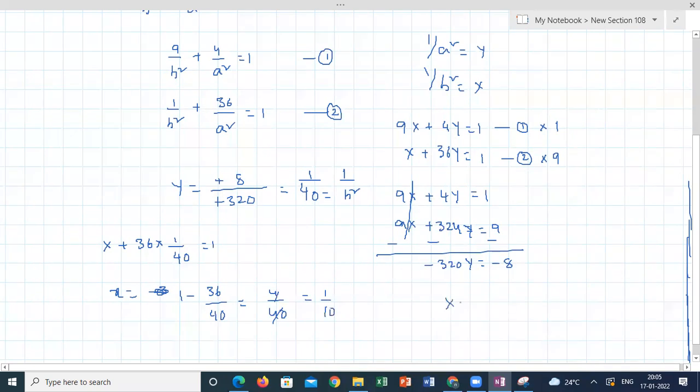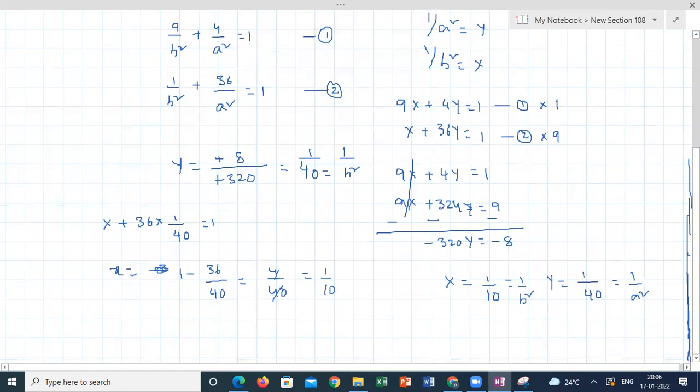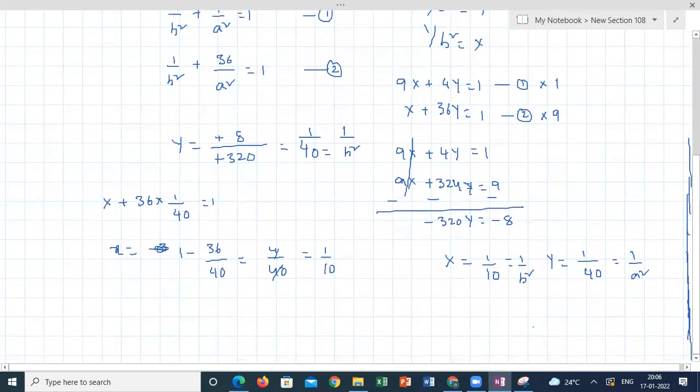So my x is equal to 1 by 10, y is equal to 1 by 40. Sorry guys, y is equal to 1 by a square, x is equal to 1 by b square. So what is the equation of the ellipse from here? x square by 10 plus y square by 40 is equal to 1.